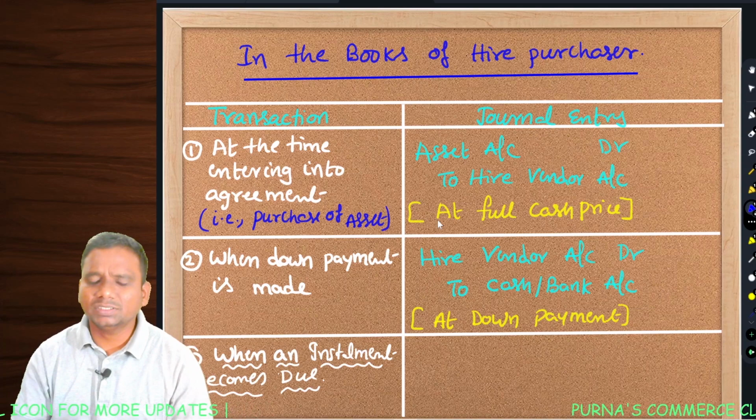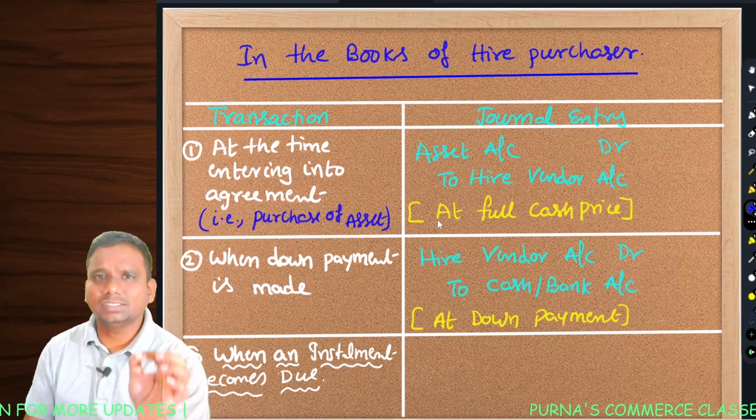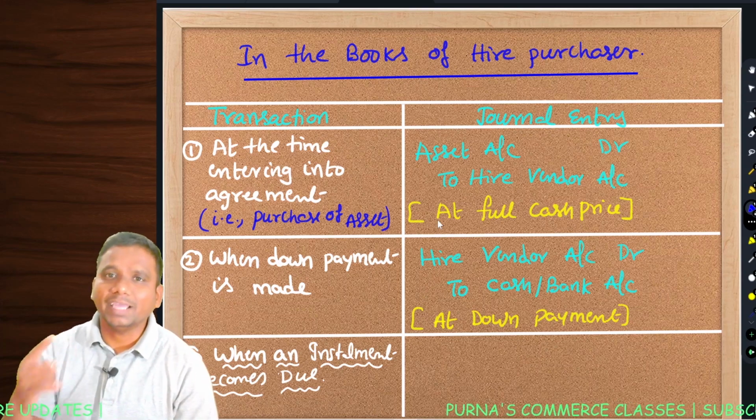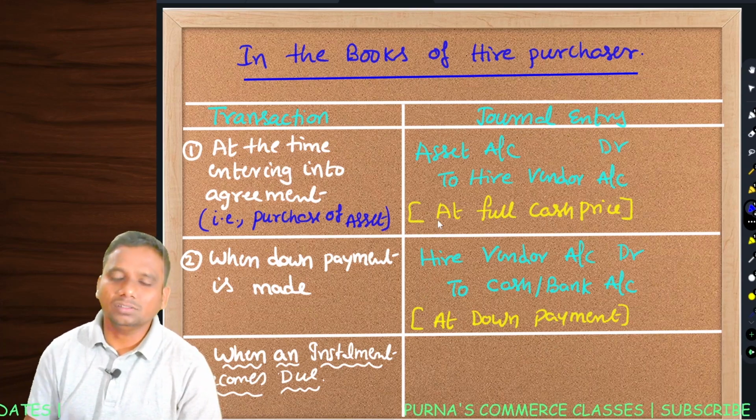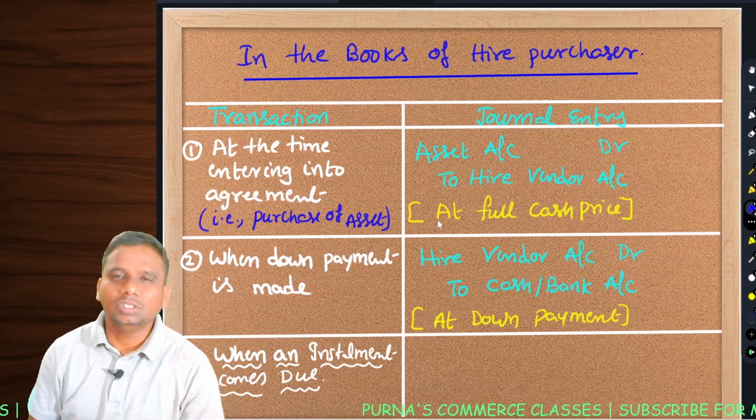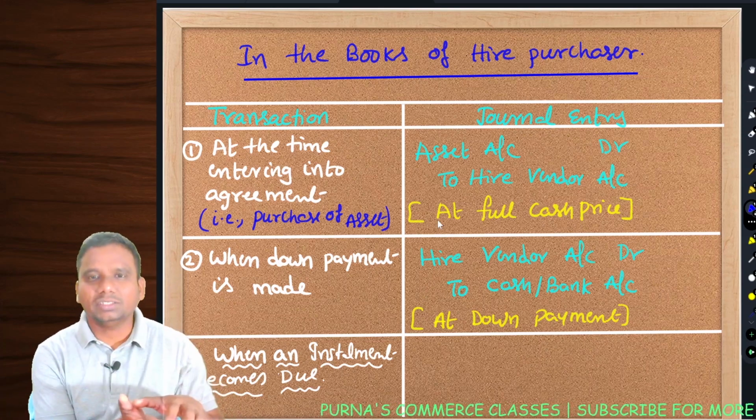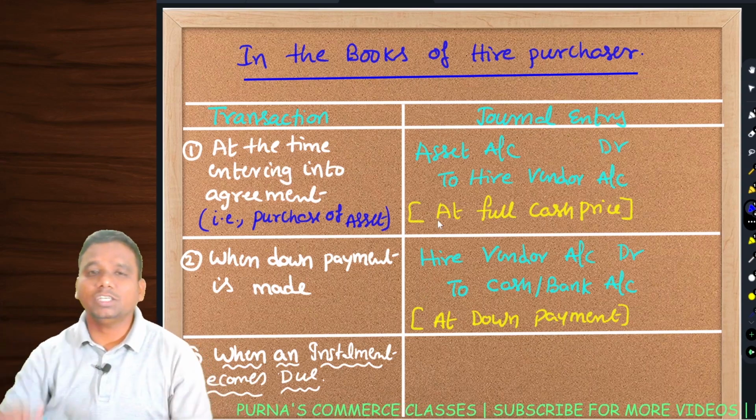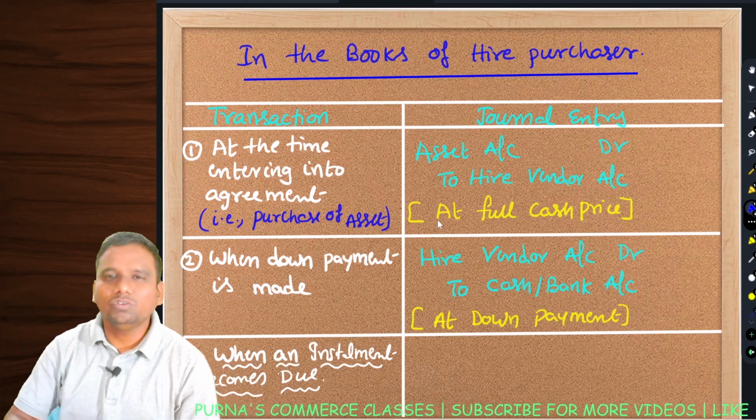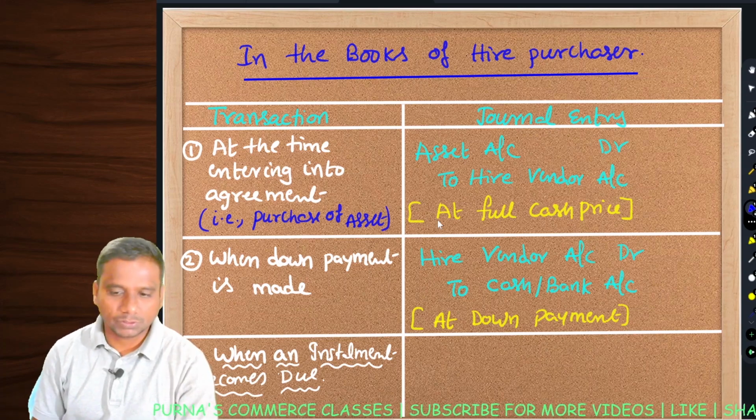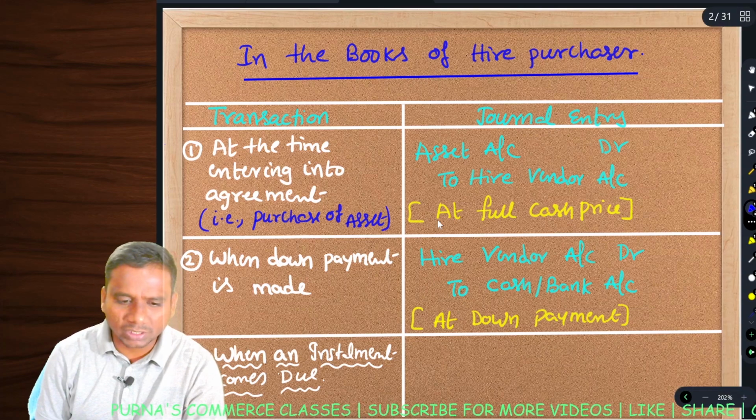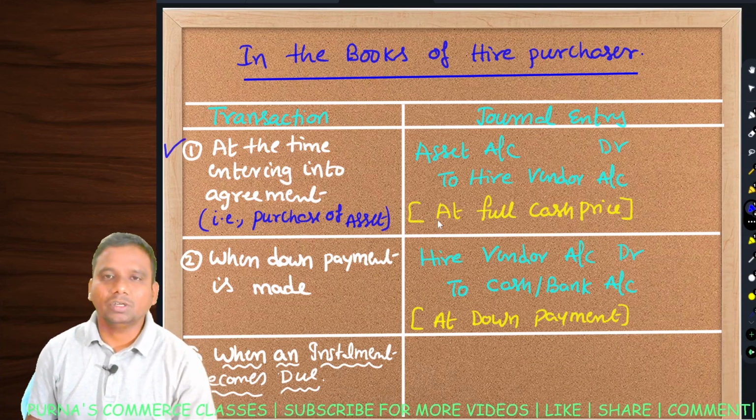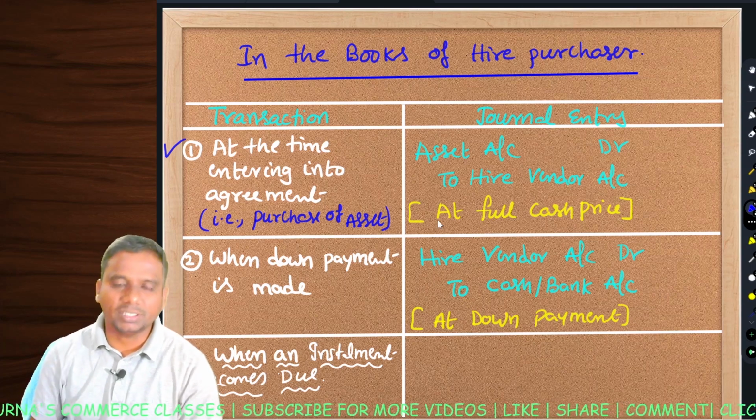Actually, for this hire purchase, what is the first transaction? We entered into an agreement with the hire vendor to purchase the asset on hire basis. So that is the first and foremost transaction. Based on this transaction, there are several subsequent transactions. Now we see the sequence of transactions. The first and foremost transaction is entering into an agreement with the hire vendor for purchase of the asset.